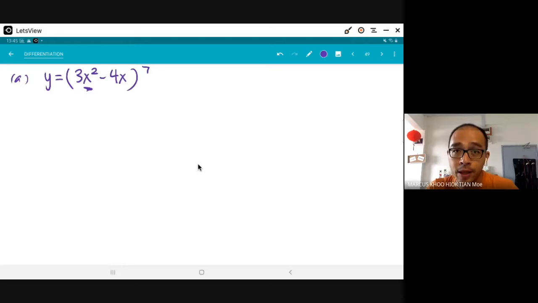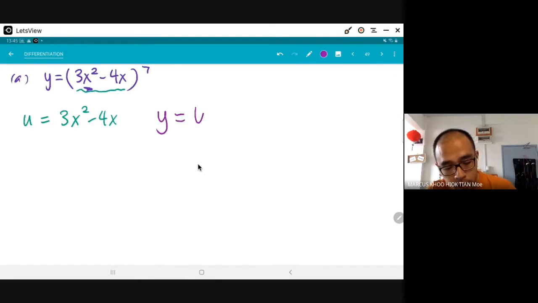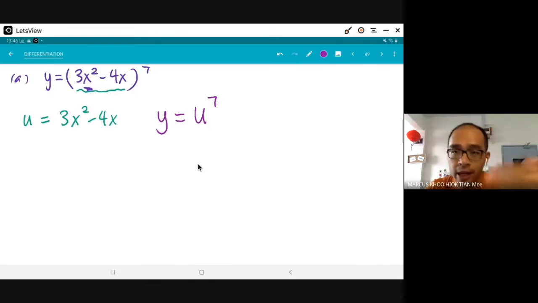So how do you chain rule this? The first thing you do is take the whole thing inside the bracket and give it a new letter. 3x squared minus 4x. And since you are introducing the letter, I'm going to replace the whole thing with u to the power of 7. It's a pretty standard step actually. The step is standard. You just have to keep trying and doing until you get used to it.